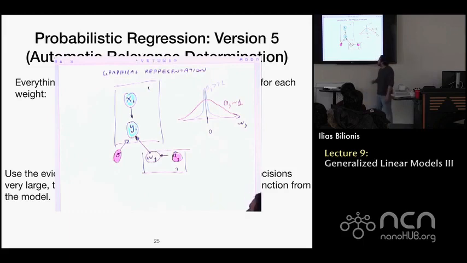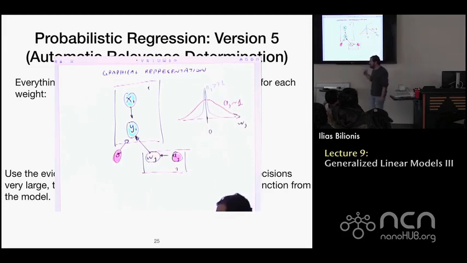Okay? And what is going to happen is that the evidence approximation will automatically find the weights of the base functions that are not needed. It will set the corresponding alphas to very, very big numbers, effectively eliminating these base functions from the model. And all this happens automatically. So Bayesian inference, if you like, automatically knows how to get rid of things that it doesn't need.